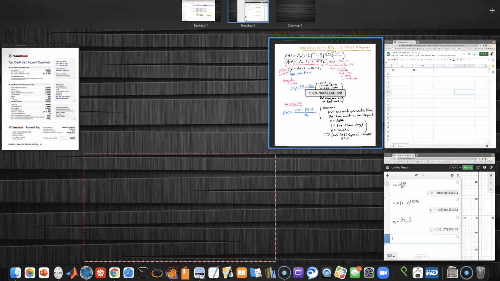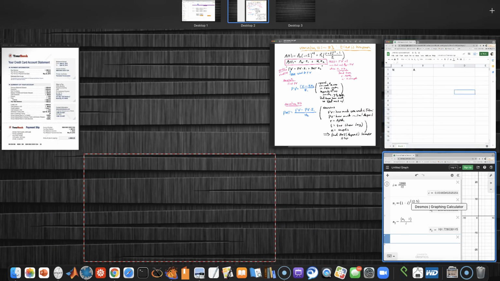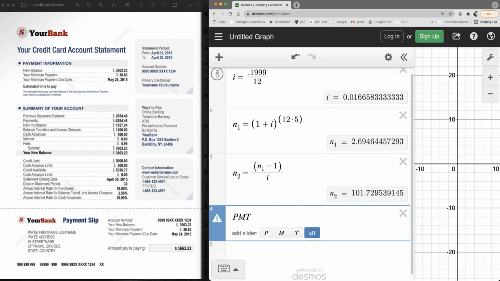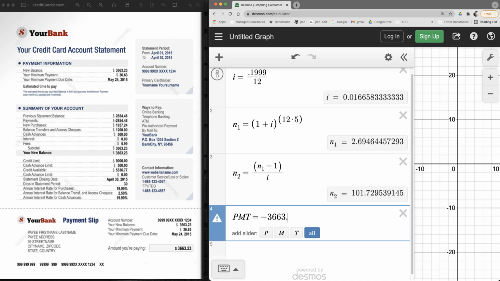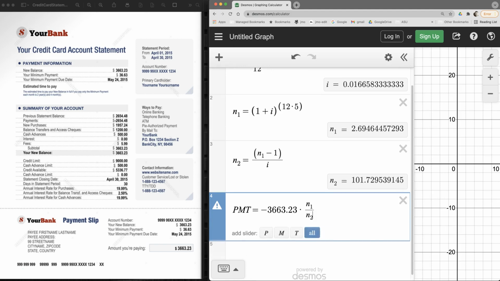And if we look back at our previous formula, the payment formula was FV. We want to pay this credit card off to a value of $0. The present value is the principal, that's the $3,663, and we know number 1 and number 2. So let's complete that now. We know that the PMT payment is equal to negative the principal, 3663.23, and we multiply that by n1 and then divide by n2.